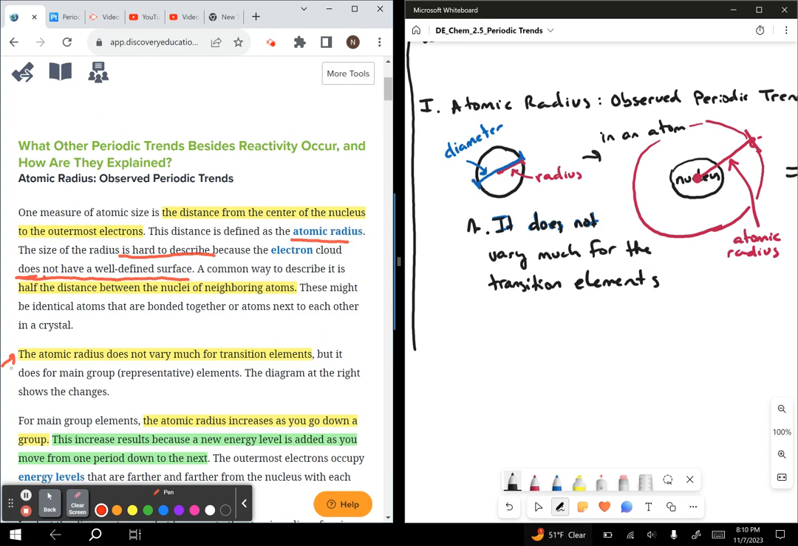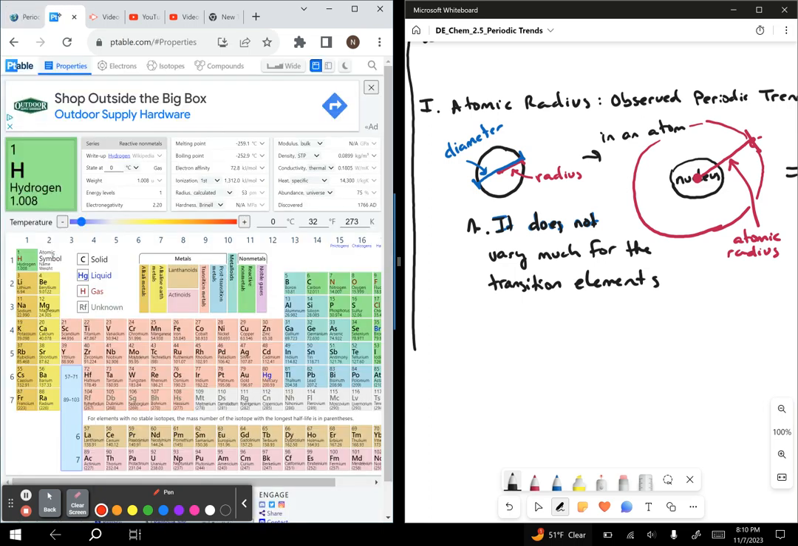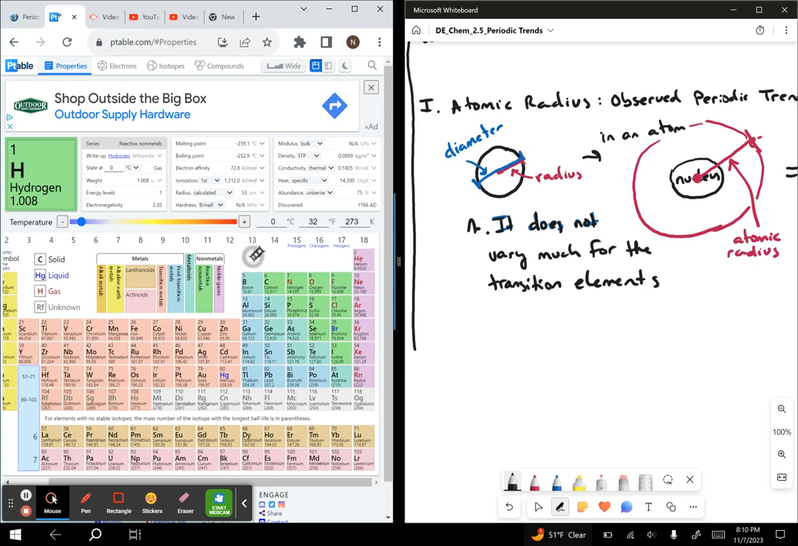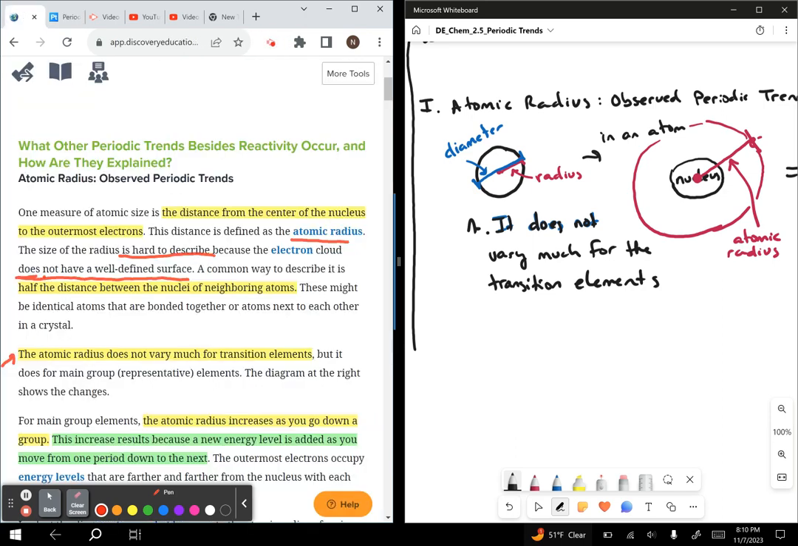But it does for the main group or the representative elements. So where does this really apply? It's applying to the 1A, 2A, and 3A, 4A, 5A, 6A, 7A, 8A. So to those ones as well. That's what it's applying to. All right, clear the screen, move on to the next paragraph.